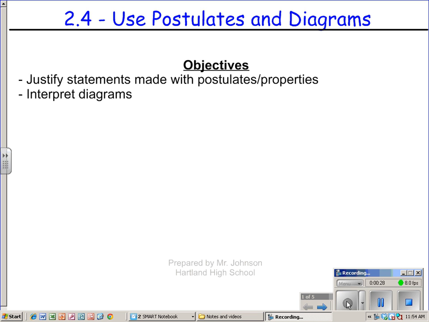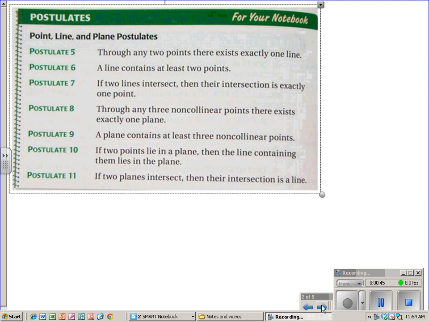Kind of goes right along with the idea of deductive reasoning. We're making a conjecture, but it's based off of known things, not guesses of patterns. And we're going to look at some diagrams and see what we can and can't do with certain diagrams, what we can and can't say.